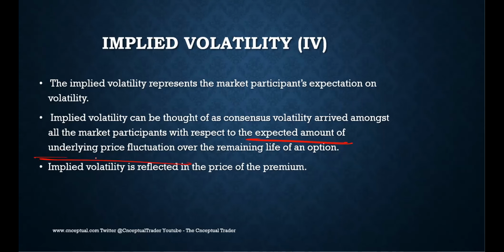That means the expected IV over the remaining life of an option. So IV denotes how much volatility we can expect in that particular option over whatever life is remaining for it. So that is denoted by the IV. And IV is reflected in the price of the premium.